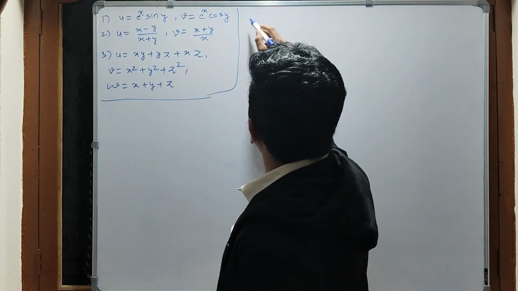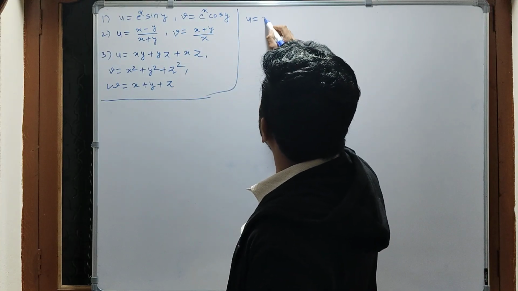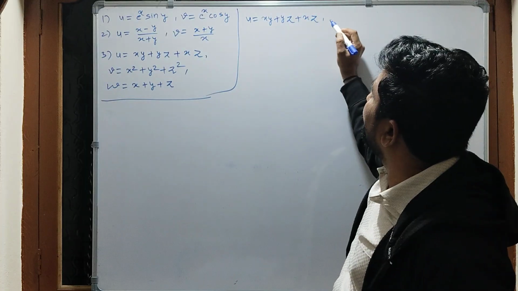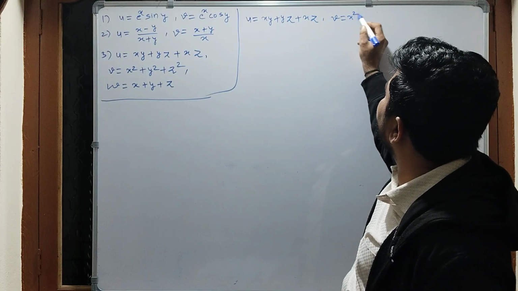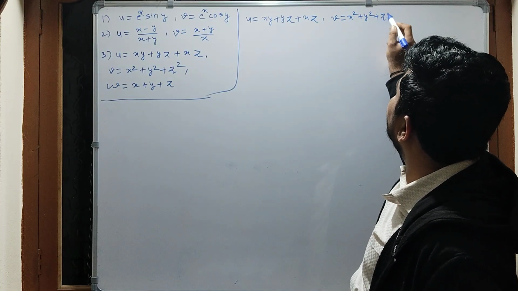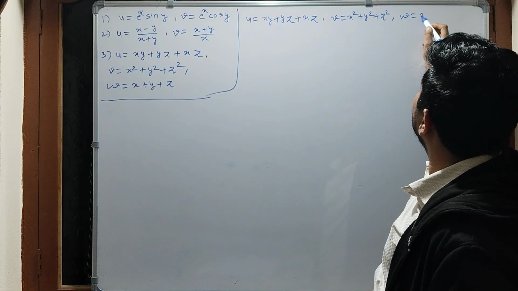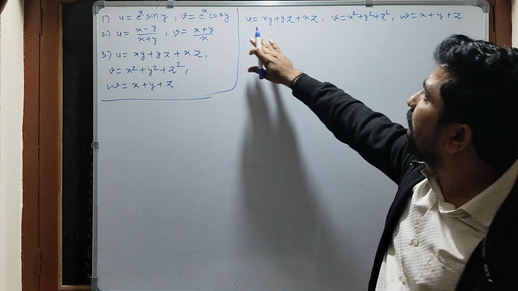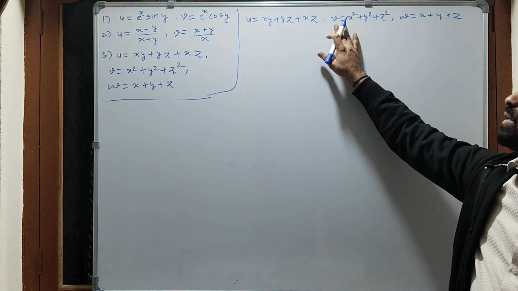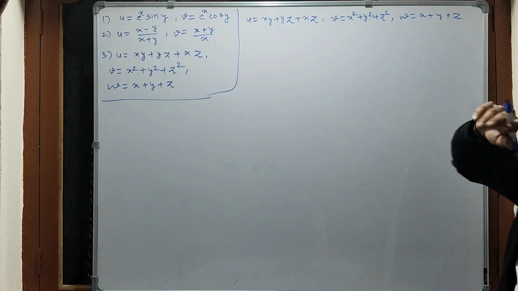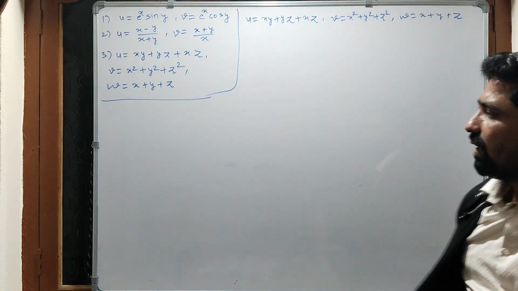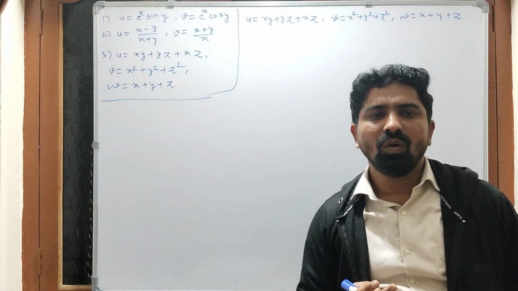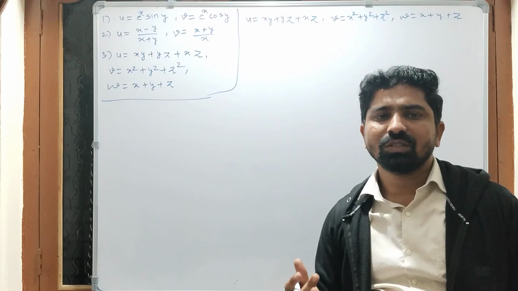Now example 3 says, given information: u equals xy plus yz plus xz, v equals x square plus y square plus z square, and w equals x plus y plus z. So this is my function: u of x, y, z is this, v of x, y, z is this, and w of x, y, z is this, in terms of x, y, z variables. Now I want to check whether the functions u, v, w are functionally dependent or functionally independent.